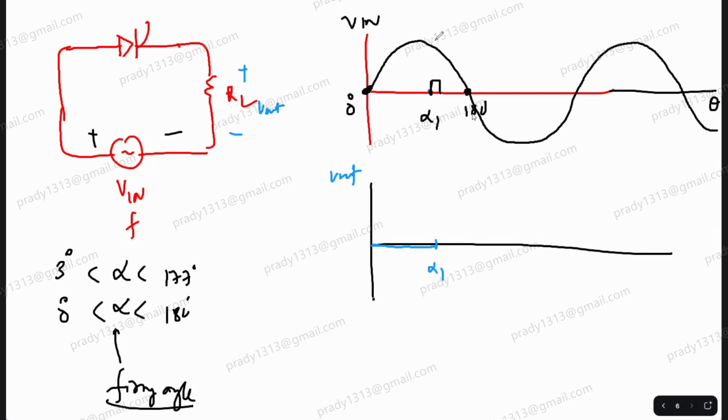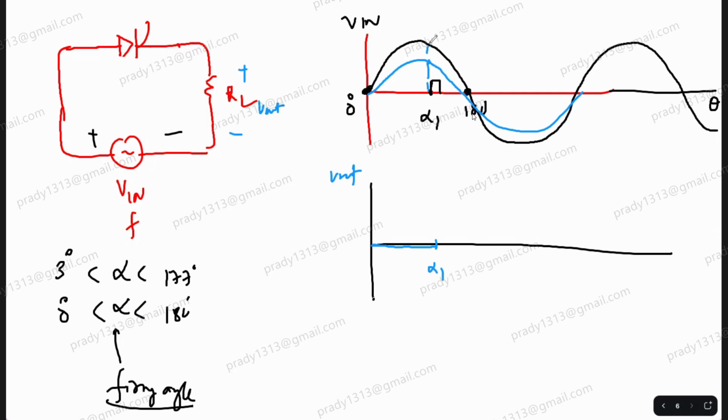At alpha 1, will it start conducting? Yes, sir, if it is greater than latching current. It must be, right? Latching and holding current values are very, very small. So by this time, it must have crossed, right? You have a resistive load, current and voltage are in phase. So by this time, latching current must have crossed. There is no way it would not have crossed.